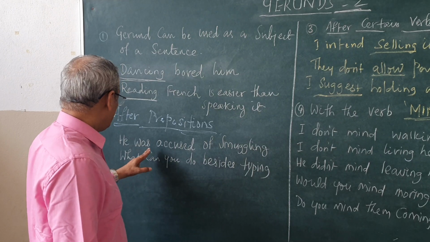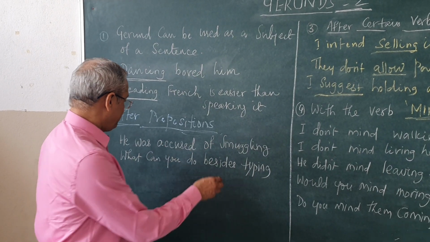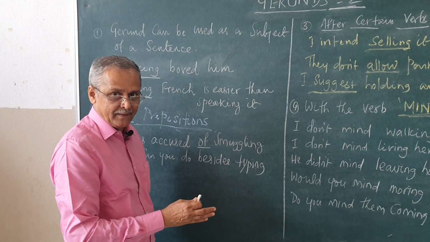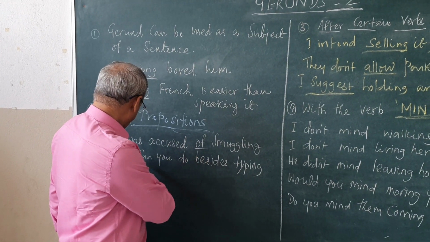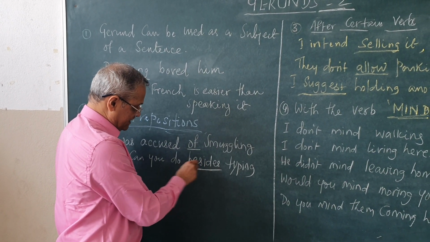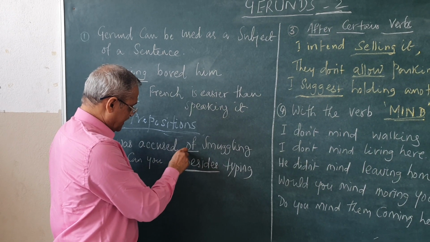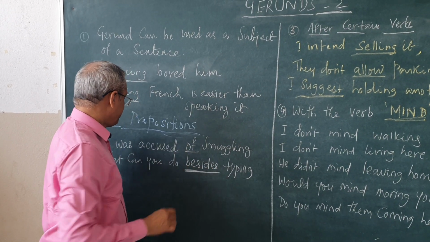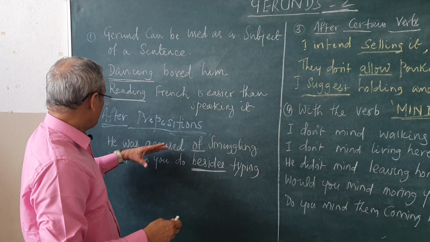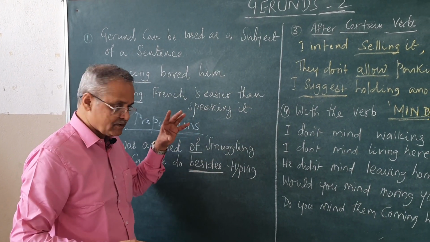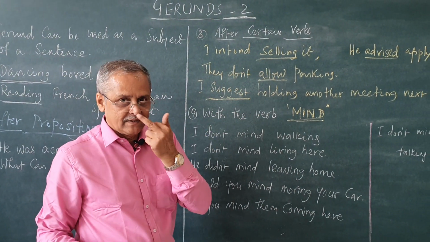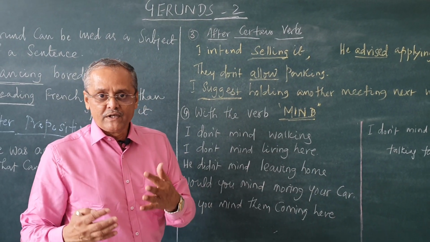Okay. He was accused of smuggling. See, of is the preposition here. Then, what can you do besides typing, after besides also? So, of smuggling, besides typing. I will give some more examples of the prepositions a little later, but keep in mind, after some prepositions also we can use gerunds.